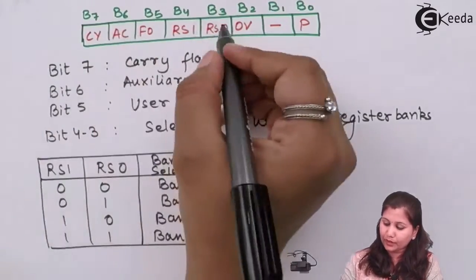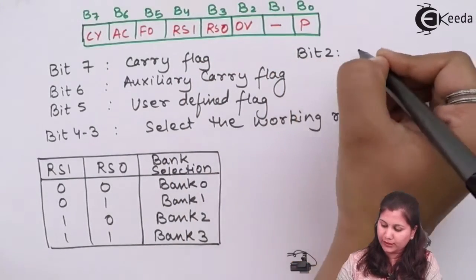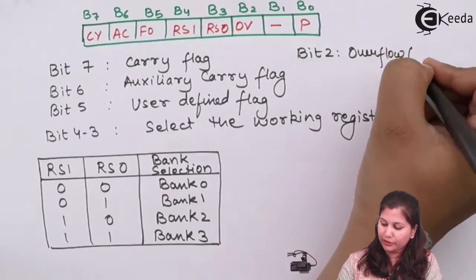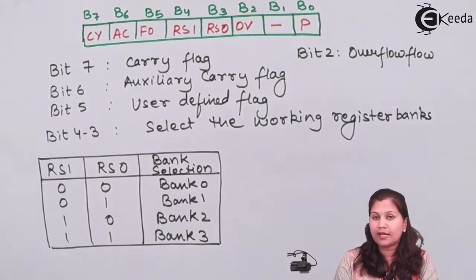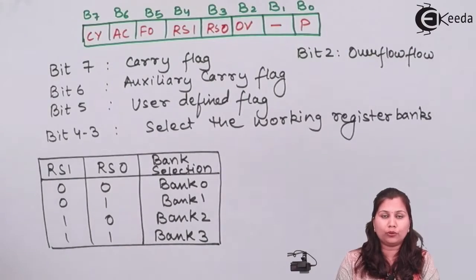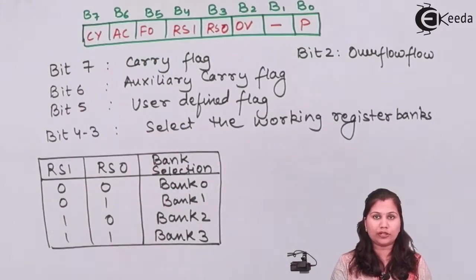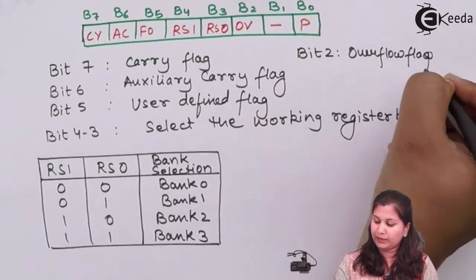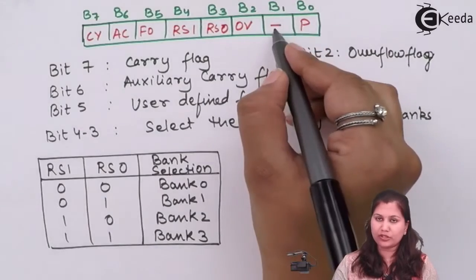Next we have bit 2, which is for the overflow flag. Whenever an arithmetic operation generates a result that has an overflow, meaning after bit 7, bit 8 is also generated, in this case the overflow flag will be set. Next we have bit 1, which is reserved.